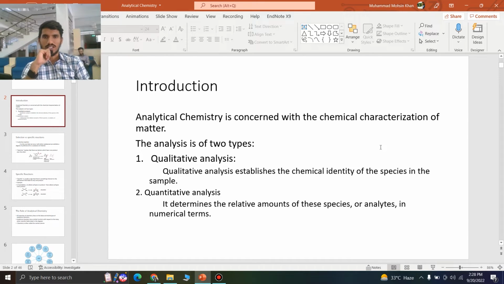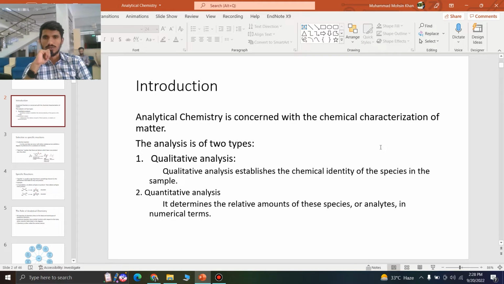For example, let's say I have a sample, and I do not know what is present in that sample. Analytical chemistry will help me understand what the sample is made up of, what types of elements are present in it, and finally its melting point, boiling point, and all the measurable quantities that can be measured with the help of analytical chemistry.